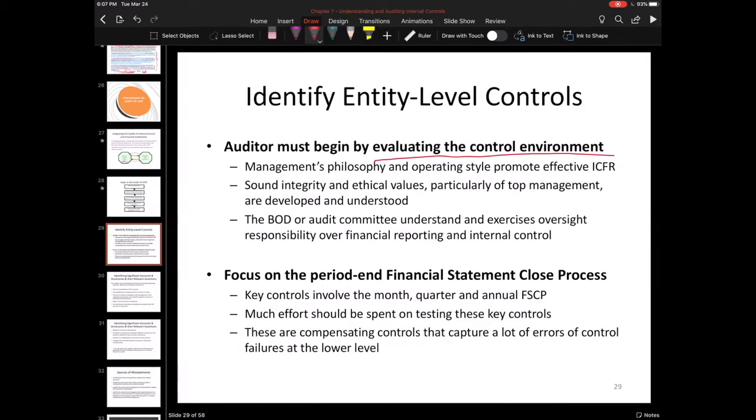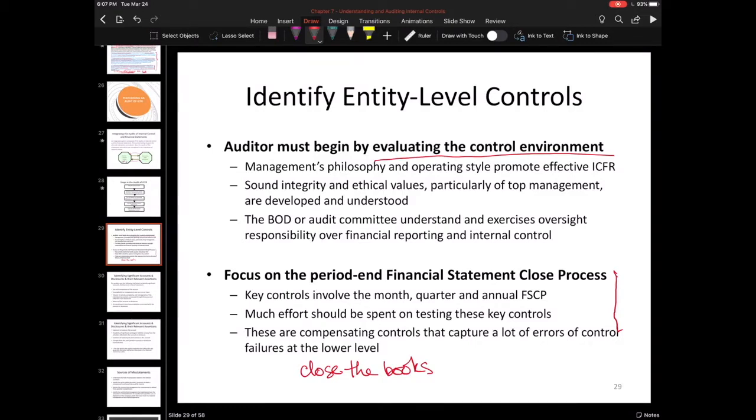If you don't know what FSCP is, it's basically the process a company goes through to close their books. And companies go through this generally each month. They'll do like a soft close each month, and then they'll do a harder close each quarter, and then a very hard close at year end.